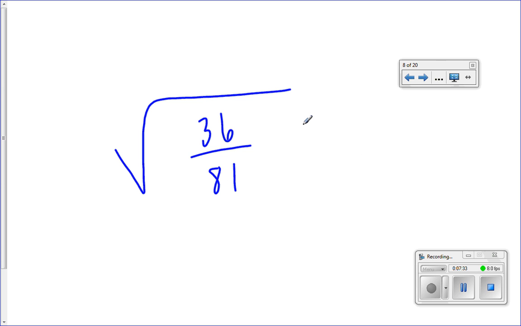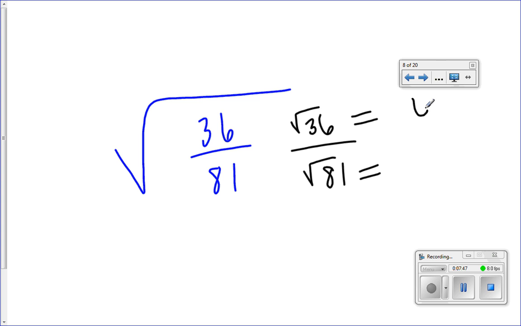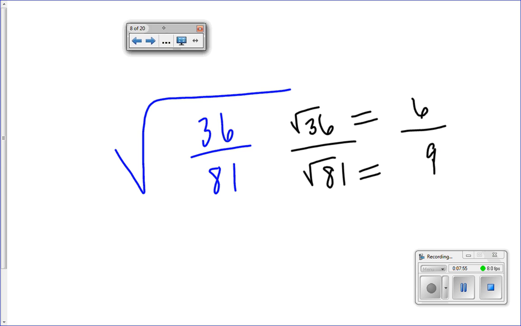So let's look at this one. Again, I want to find what the square root of 36 is and what the square root of 81 is. So we're going to use our calculator. The square root of 36 is 6, and the square root of 81 is 9. Now I look at this, 6/9.